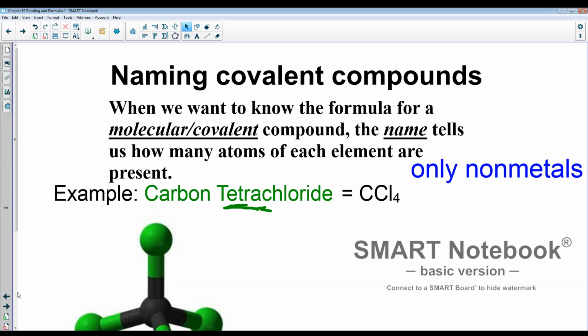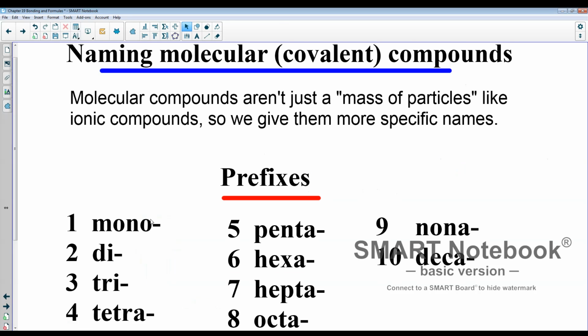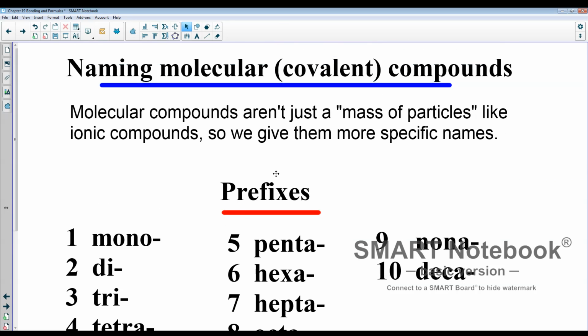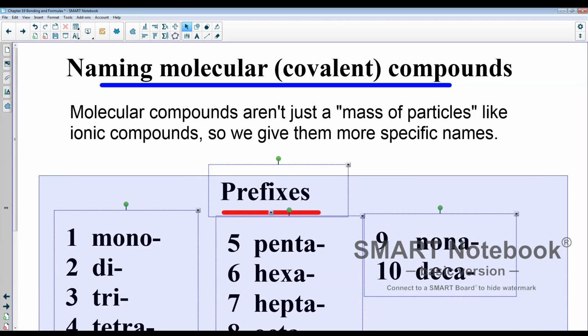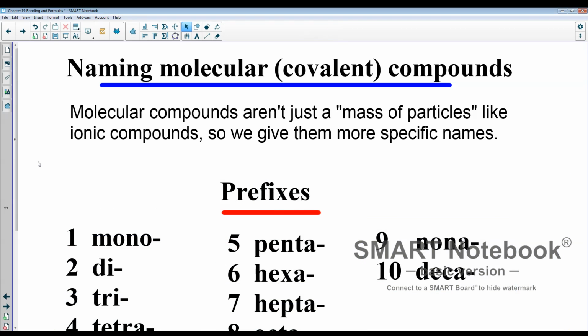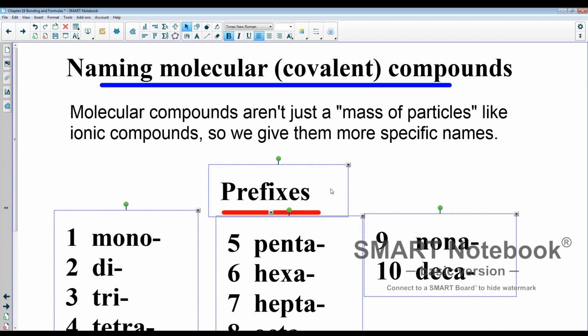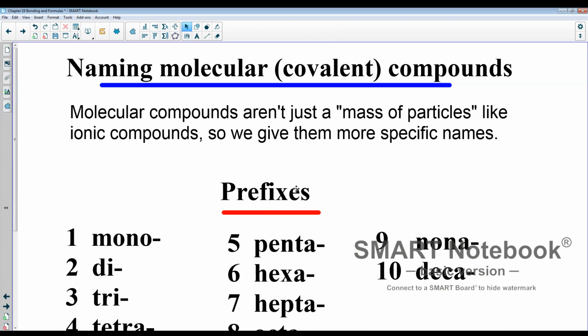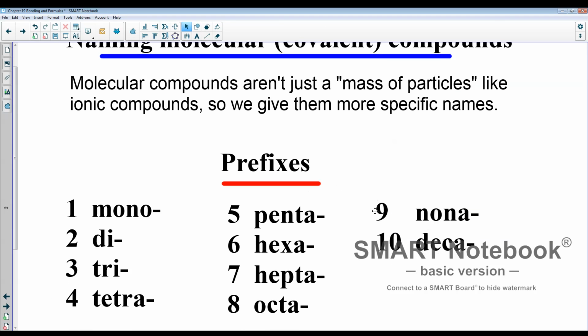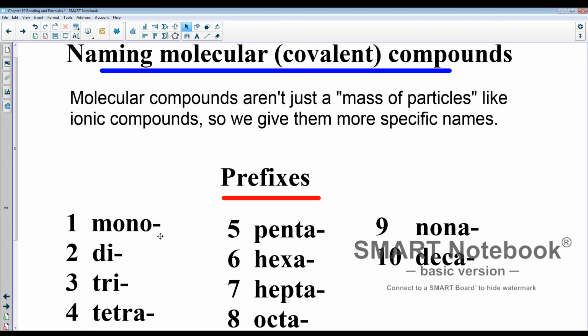The first couple prefixes are kind of hard to remember, but most of them are pretty easy. Prefixes just tell you what the subscript is going to be. So this is totally different from the whole idea of charges with ionic compounds. The prefix just tells you how many of that particular atom there are.